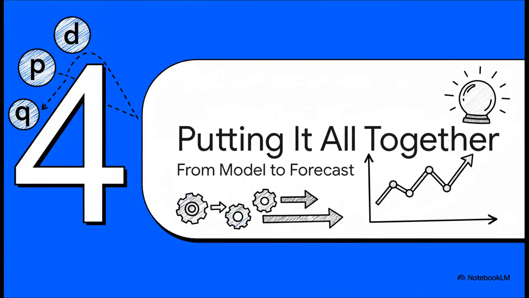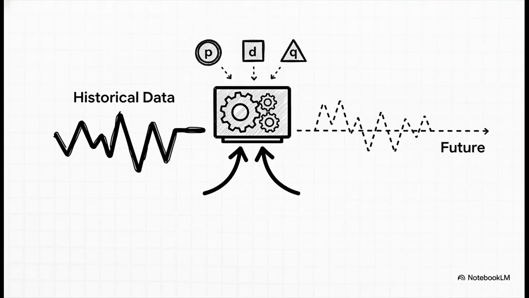Okay, we've done the hard work. We've identified our P, D, and Q. We've run our diagnostic checks, and now it's time for the payoff, turning this model into a real, actual forecast. The process from here is actually pretty straightforward. The machine takes the model we chose, say an ARIMA(1,1,1), and we feed it all of our historical data. It crunches all the numbers, analyzes the past patterns, and basically trains itself. Once that training is done, the model is ready to go. It can project those patterns forward and predict values it has never, ever seen before.